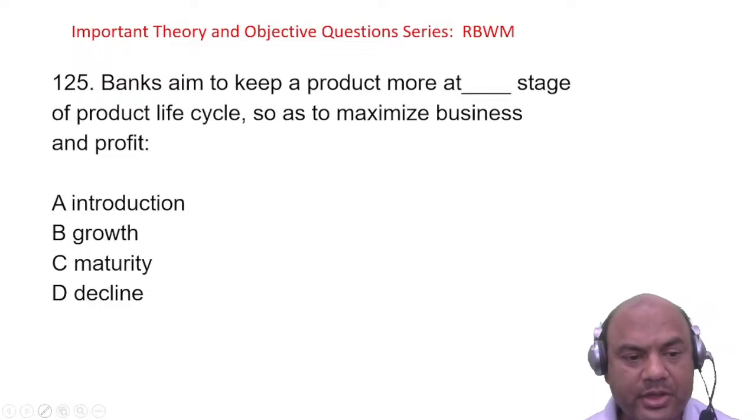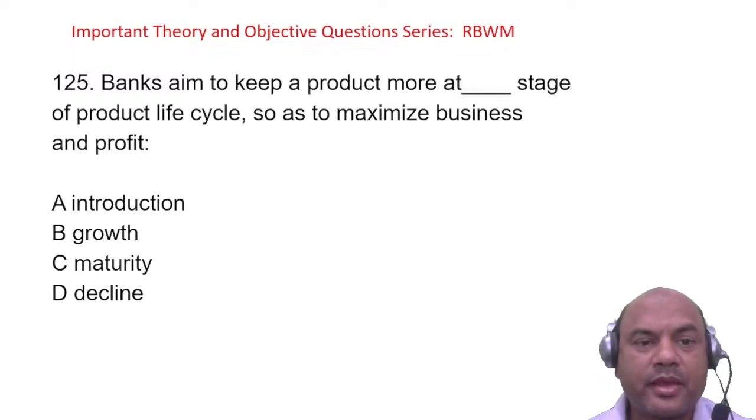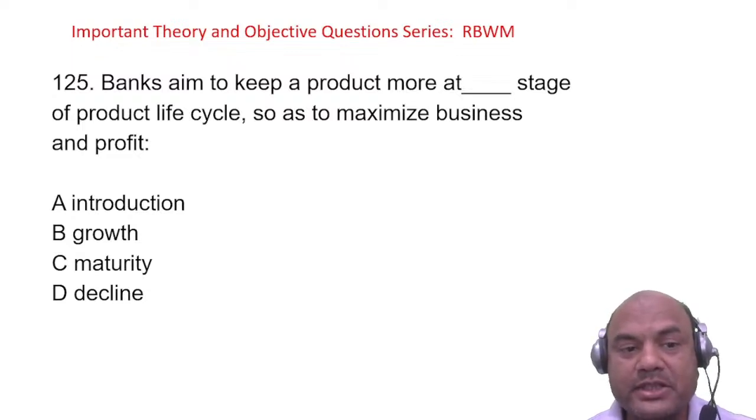We'll be covering the objective questions. So first one: a bank aims to keep a product more at a dash stage of the PLC, product life cycle, so as to maximize the business and the profit. What is this?